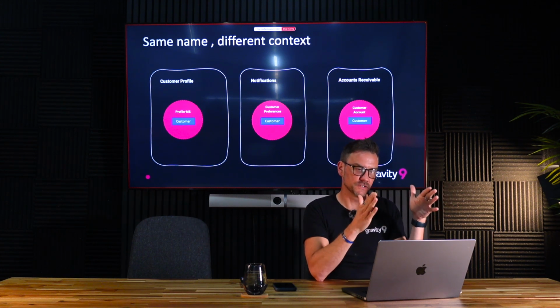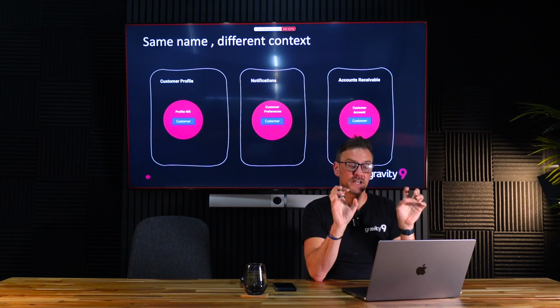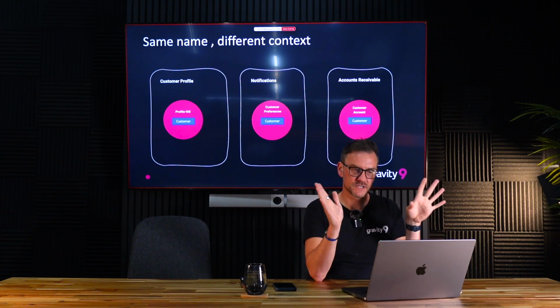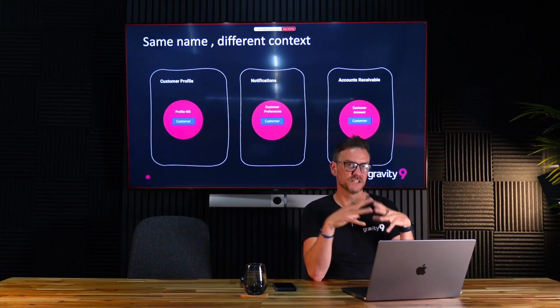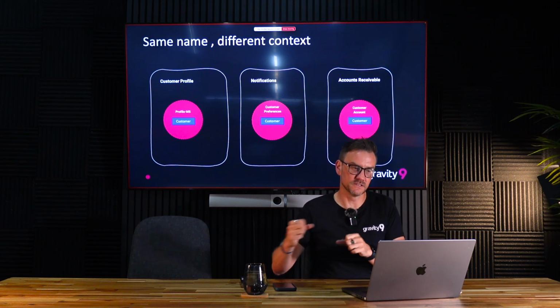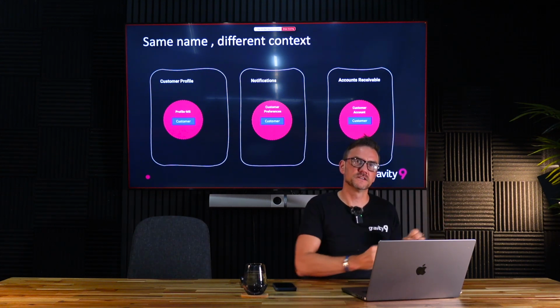We're actually more concerned with organizing our behavior and being okay with having duplicate information. That's what we're saying here: I've got a customer entity in three different subdomains. I'm going to represent that customer in potentially different ways because the vocabulary and the behavior around them is different for each of our subdomains. And that's really important because we don't want to store everything in one place.